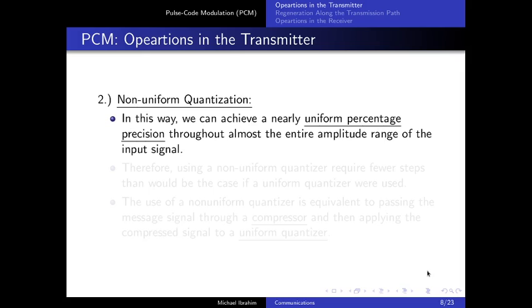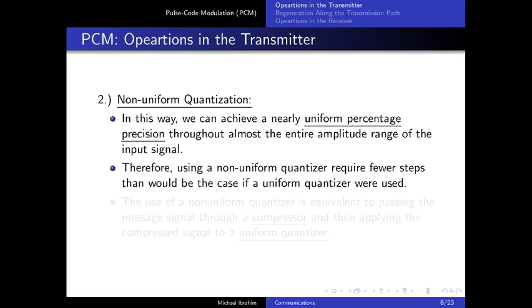Okay, in this way we can achieve nearly a uniform percentage precision. Again, a ratio between the amplitude range and the step size that is almost uniform. Larger amplitudes, larger step size; smaller amplitudes, smaller step size. Therefore, using a non-uniform quantizer would require fewer steps or fewer levels, and hence fewer bits, as compared to the case of a uniform quantizer.